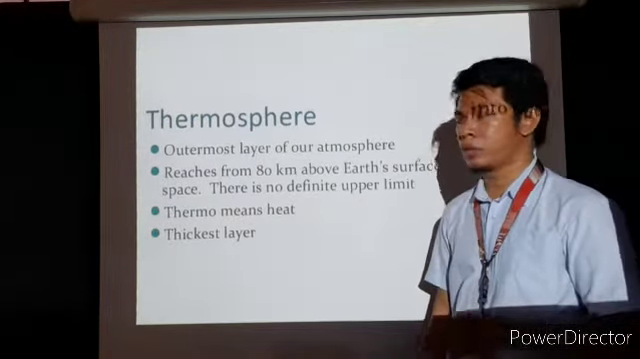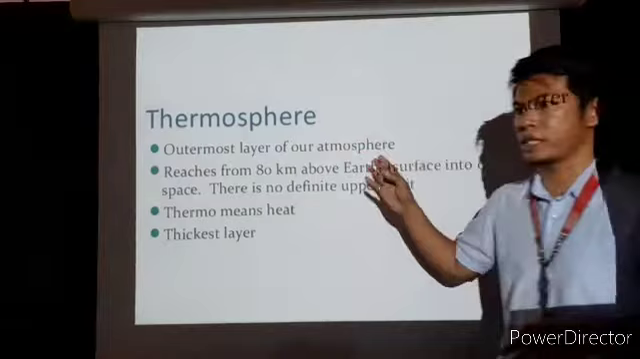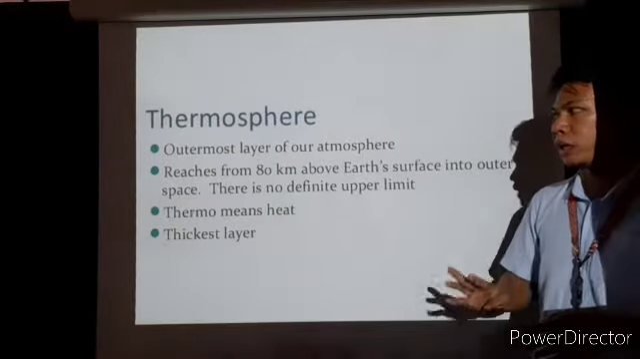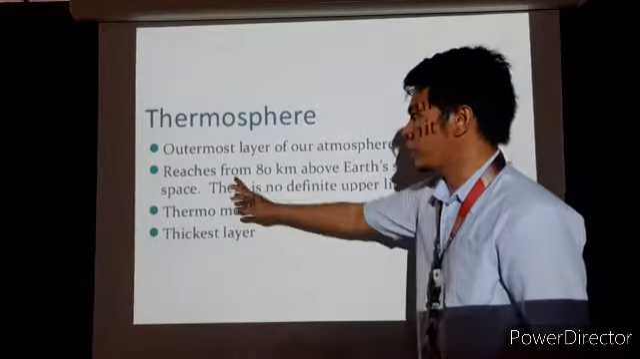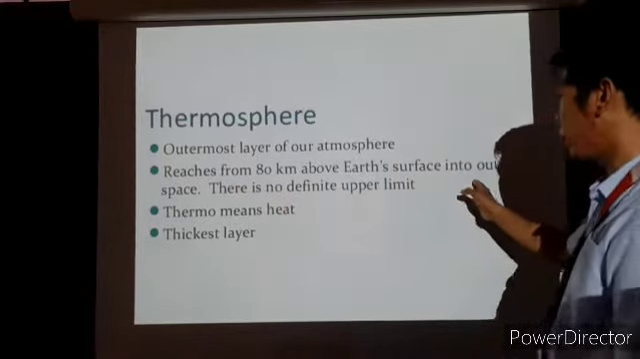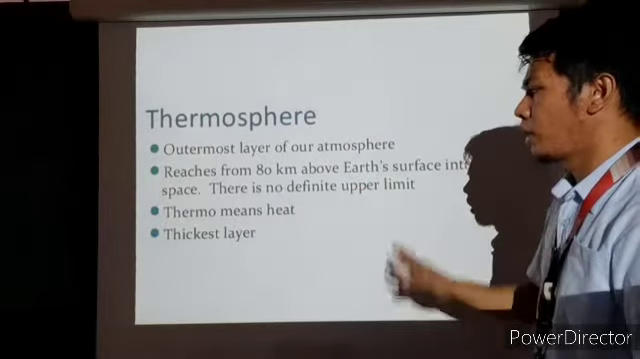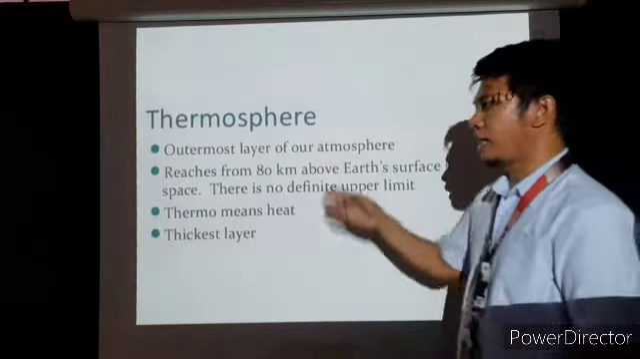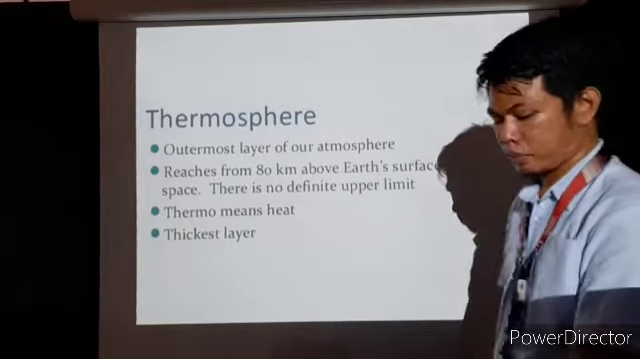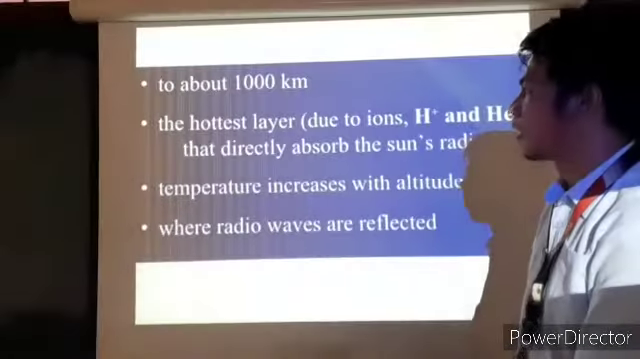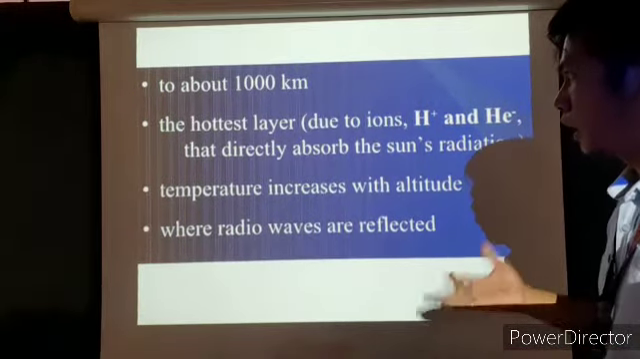So we have the thermosphere, the outermost layer of our atmosphere. This is the fourth and last layer of our atmosphere. It reaches from 80 km above the Earth's surface into outer space. There is no definite upper limit. Thermal means heat, and this is the thickest layer, about 1,000 km above the Earth's surface.